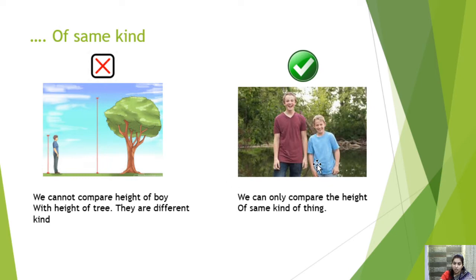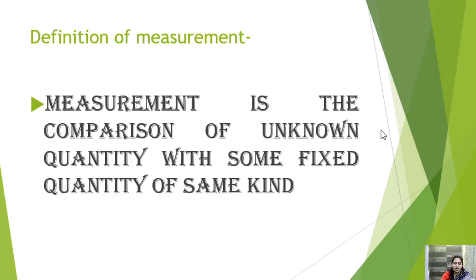This is logical. अगर हम आपकी हाइट को किसी बिल्डिंग की हाइट से कंपेयर करें तो it is not comparable. It is not compatible. But if I am comparing your height with your brother or sister, that is compatible. Getting my point? So what is measurement? Measurement is the comparison of an unknown quantity with some fixed quantity of the same kind. This is called measurement.